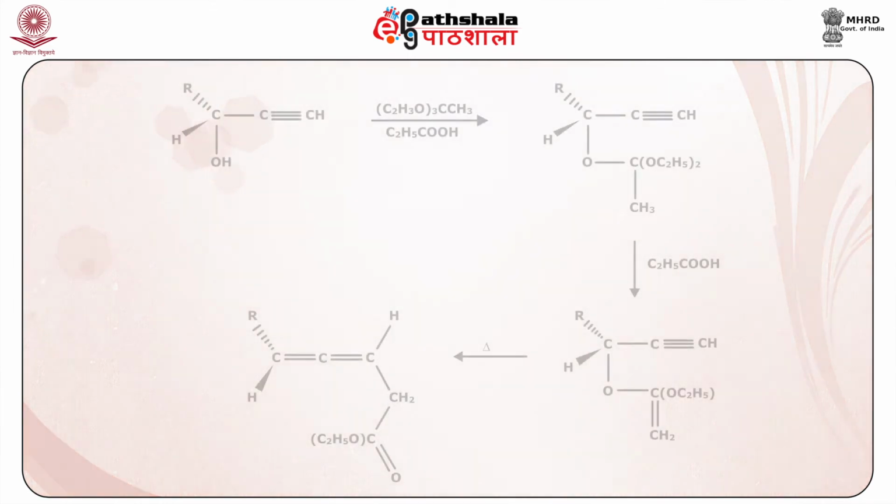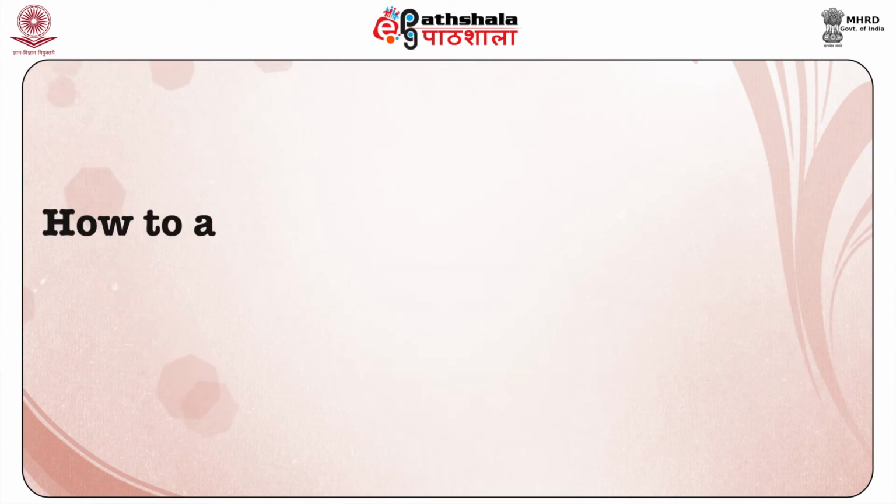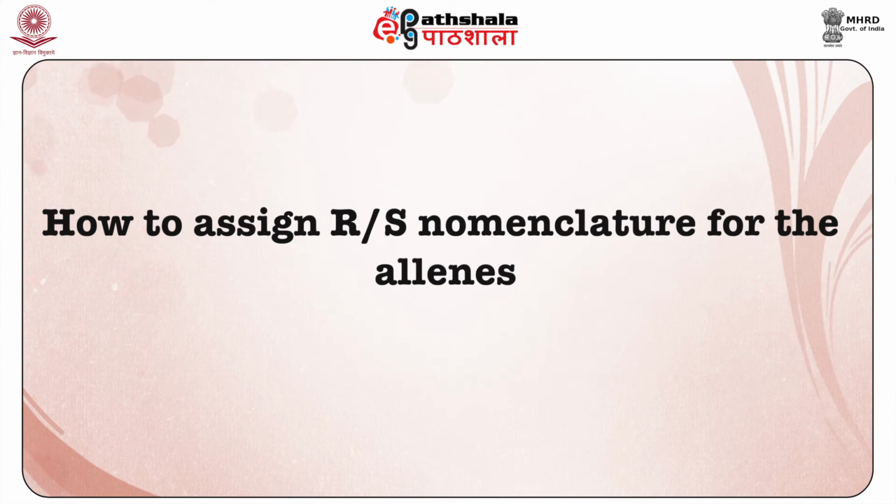As early as 1988, Mori et al. prepared enantioselective allenes for the synthesis of the sex pheromones produced by the male dried bean beetle. Now you can see here the production of this pheromone, as shown in this figure, showing the ortho ester Claisen rearrangement. The next question, after knowing how the enantiomers of the allenes can be formed, is how to assign the R/S nomenclature of the allenes.